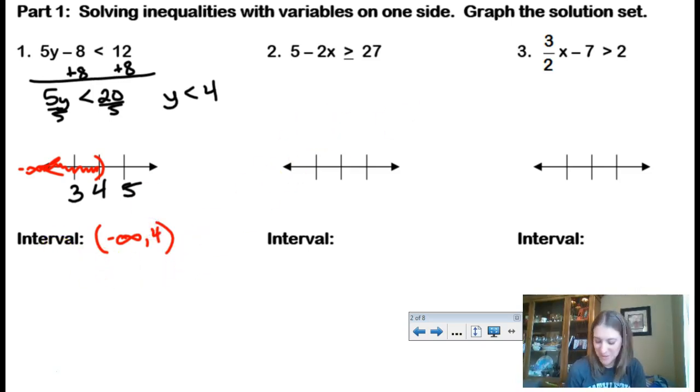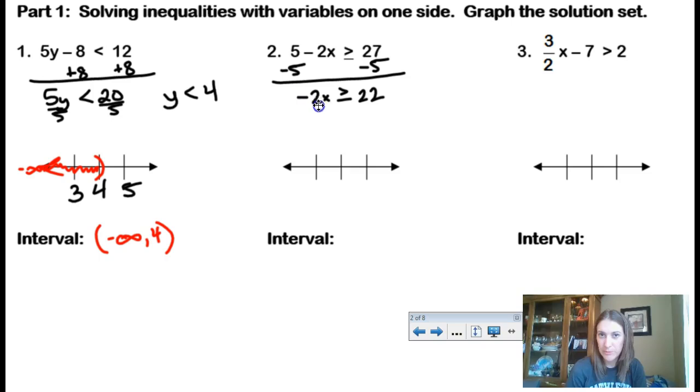So the next question still needs a little algebra, we've got to solve. So we're going to subtract 5. Please watch that negative coefficient on x. It is not gone. It is still there. So greater than or equal to 22.